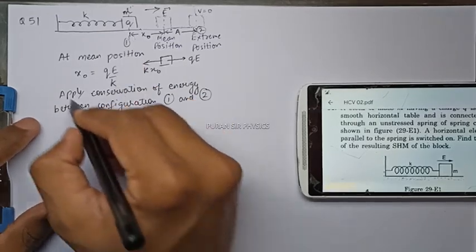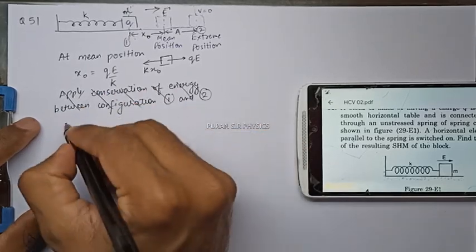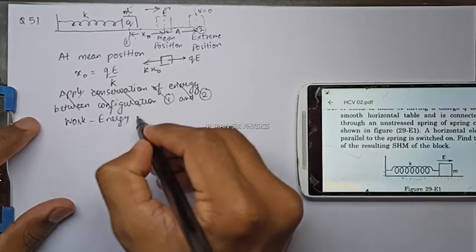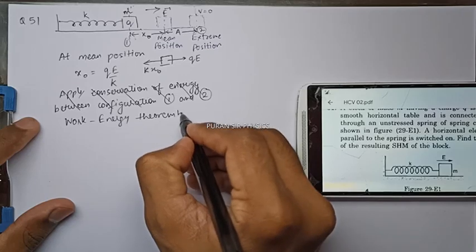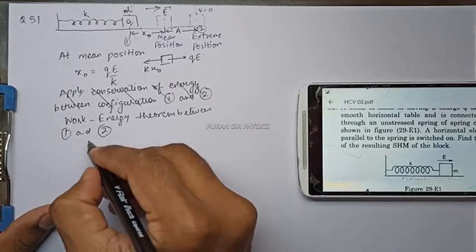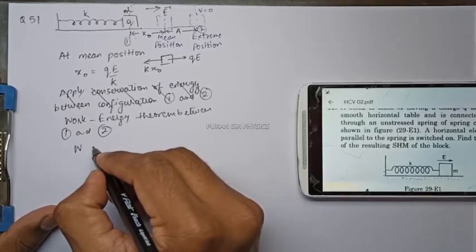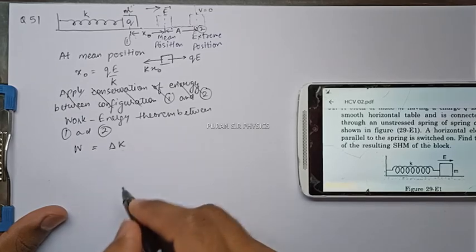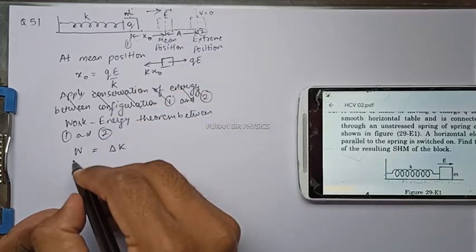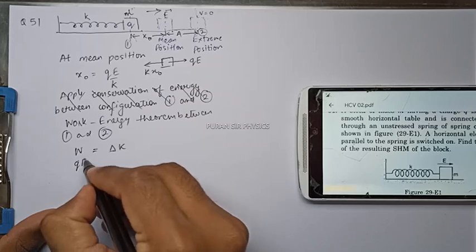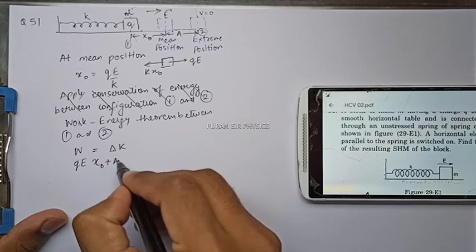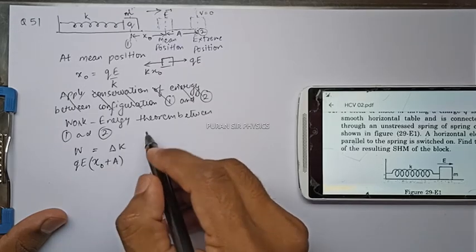Or instead of this we can apply the work energy theorem between 1 and 2. So work done by all the forces must be equal to the change in kinetic energy. The work done here is being done by the electric field, and that work is QE, the force, times the displacement, which is x0 plus capital A. Okay, and what else?